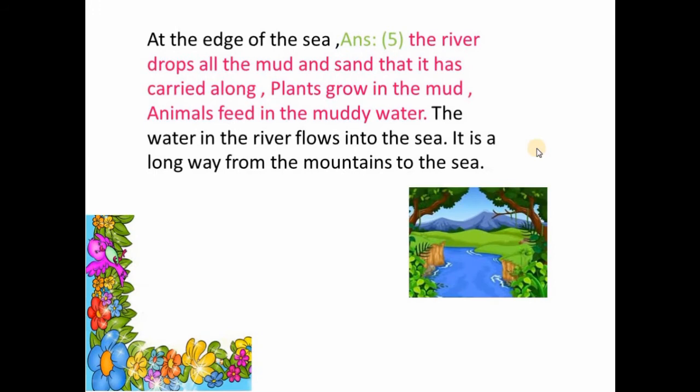Question number 5. What does happen when the river flows into the sea? It's here. The river drops all the mud and sand that it has carried along. Plants grow in the mud. Animals feed in the muddy water. So, in this way, you can find the answers and just mark them.